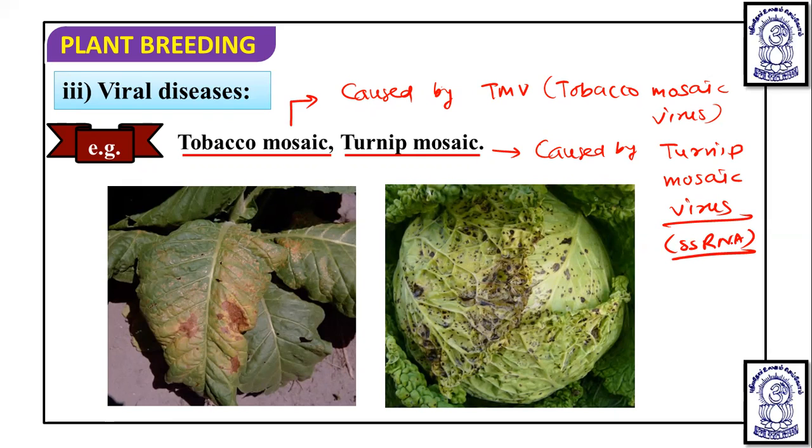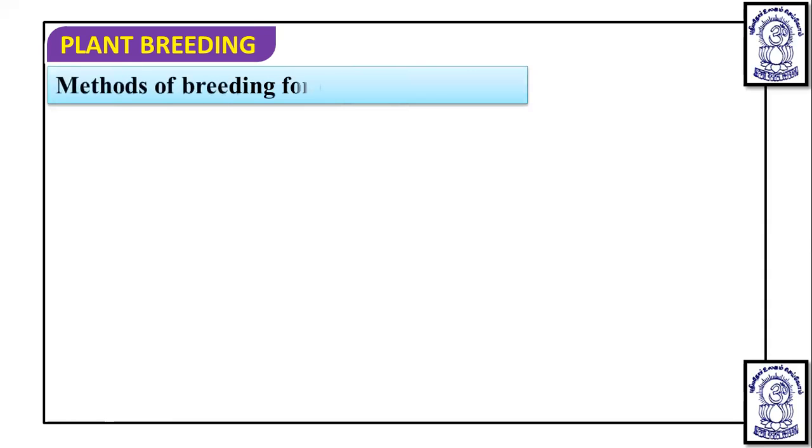So all these diseases are caused by different viral, bacterial, and fungal pathogens. Now, after understanding this, we are clear that disease resistance against some of the pathogens which are causing the disease is required, and it can be obtained only by changing the host genotype. Okay, so now we are going to talk about the methods of breeding for disease resistance, by which methods we can gain disease resistance in the plant.